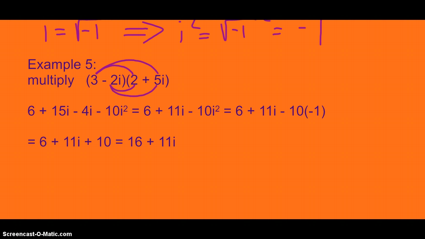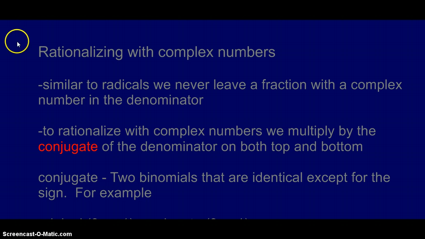So we're going to finish up here with our concept of rationalizing with complex numbers. Now we're just going to put these two ideas together that we just learned. We learned rationalizing, where we never leave a radical on the bottom, and we learned about complex numbers such as i. And similar to how we don't leave a radical on the bottom of a fraction, we also never leave an imaginary number in the bottom of a fraction. So to rationalize out that imaginary number, we're going to multiply by what's called the conjugate of the denominator on both top and bottom.